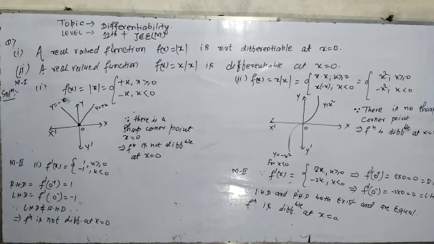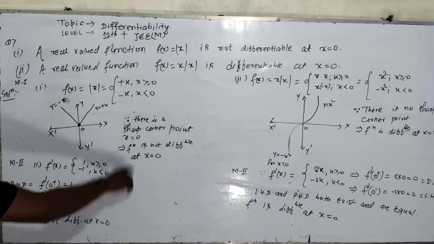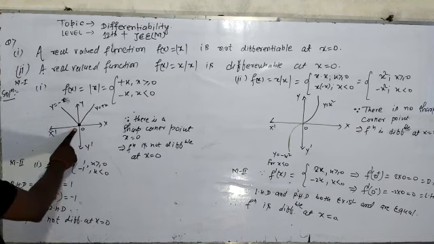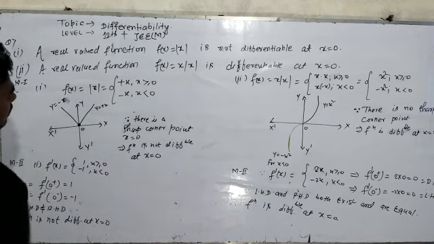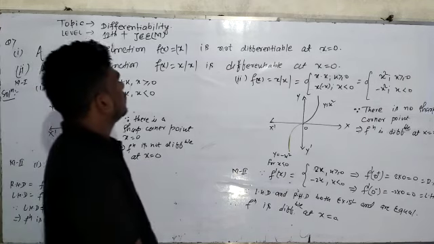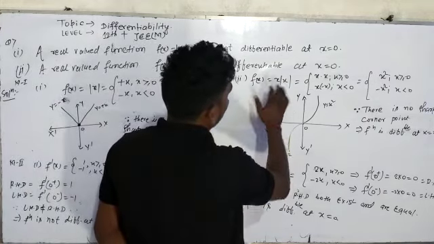Okay, so this is the graph. Now, the V-shaped graph that is very famous. Since there exists a sharp corner point at x equals 0, the function can never be differentiable at x equals 0. Now we can plot the graph for the function f of x equals x mod x.